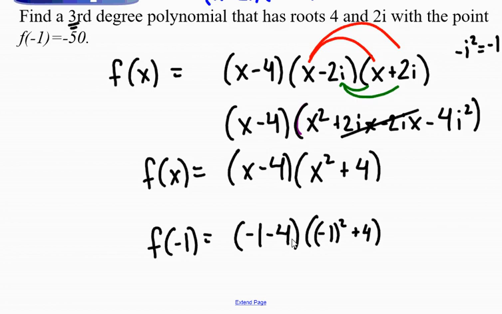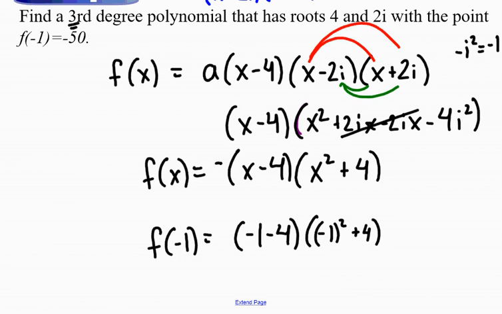Well, -1 minus 4, that's going to give me -5. -1 squared is 1, plus 4 is 5. So right now we'd have -5 times 5. That'd be -25. And that doesn't give me -50. The reason why is because there's a scaling factor out front. So all along, there could have been a number out front.